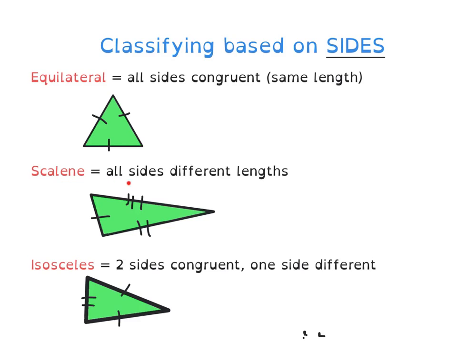Scalene triangles have all sides different lengths. You can tell in this picture this triangle is scalene because all three sides have different notations. This side has one tick mark, this side has two tick marks, and this side has three tick marks, showing all three sides are different lengths. Isosceles triangles have two sides that are congruent and one side that is different. You can tell this triangle is isosceles because two sides have the same notation and one side has a different notation.